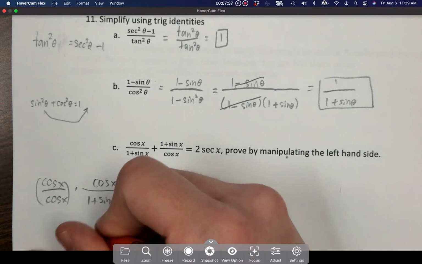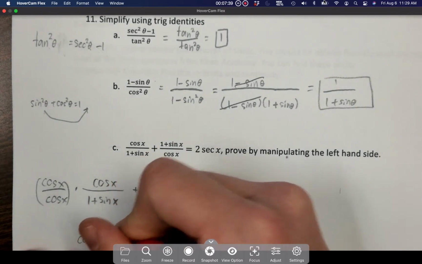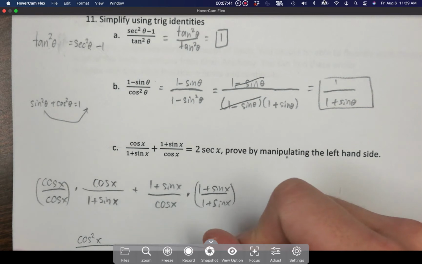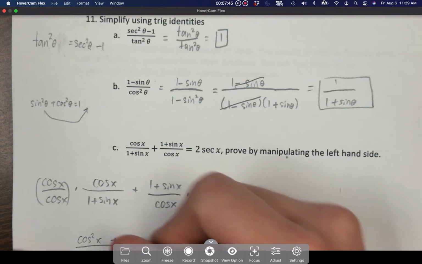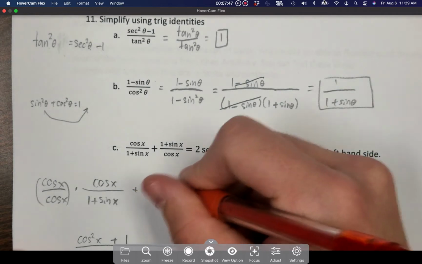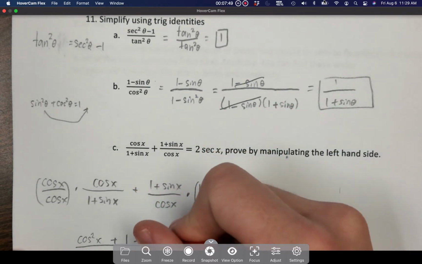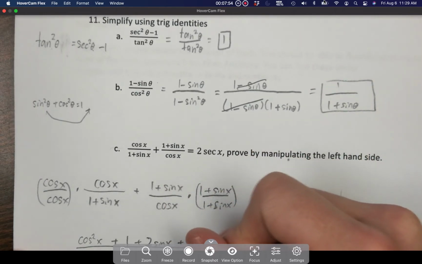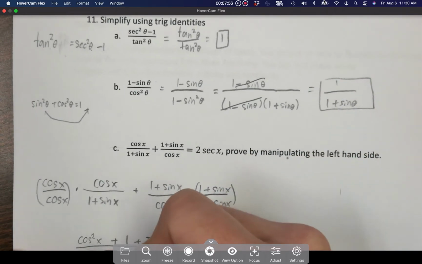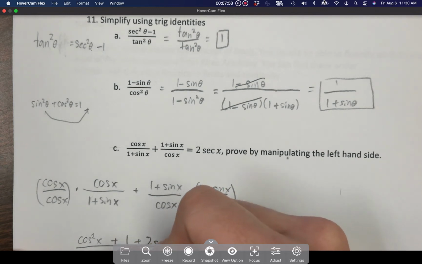So what happens now? Up here we get cosine squared. And I'm going to write it like this. I'm going to do some work ahead here. I'm going to FOIL this out. That's going to FOIL to 1, sine, so I've got two sines, and sine squared. On the bottom, I'm going to leave that unfoiled.